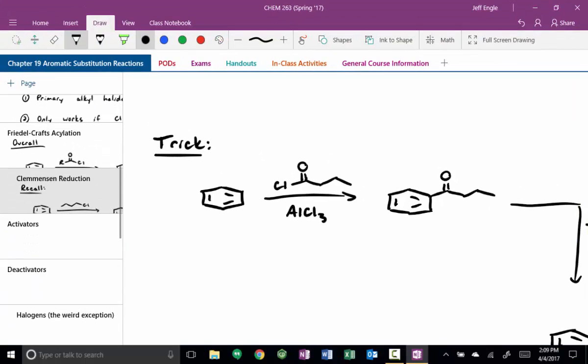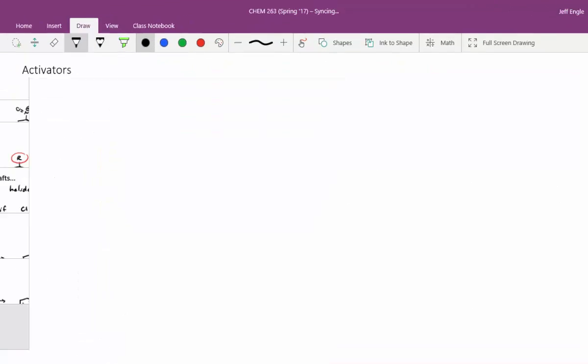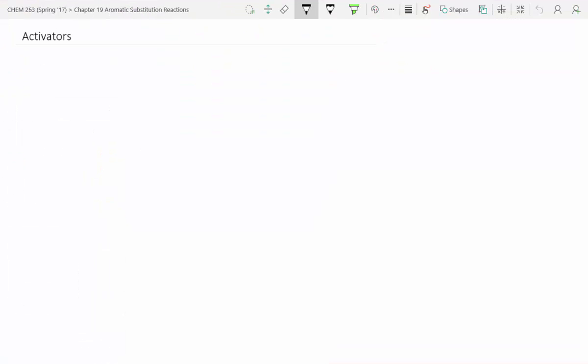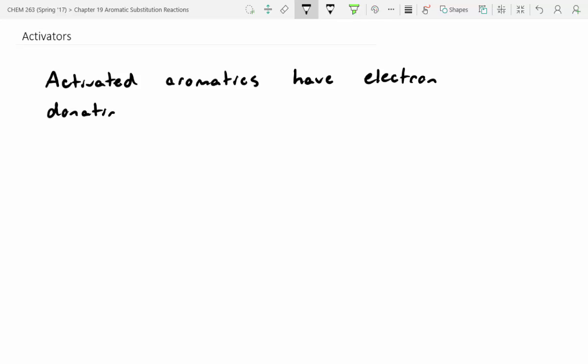Okay, one more section today. Let's talk about activators. We already talked about activators a little bit, but what does it mean when something's activated? It starts reactions. In the case of electrophilic aromatic substitution, does it mean we have an electron donating group or an electron withdrawing group? Donating, right? So activated molecules have electron donating substituents.